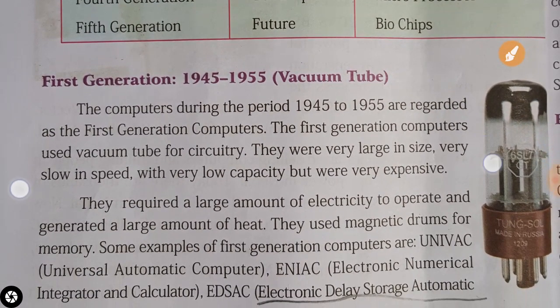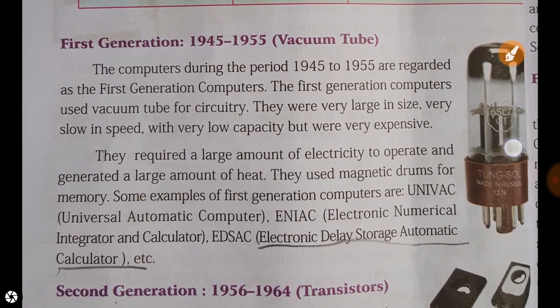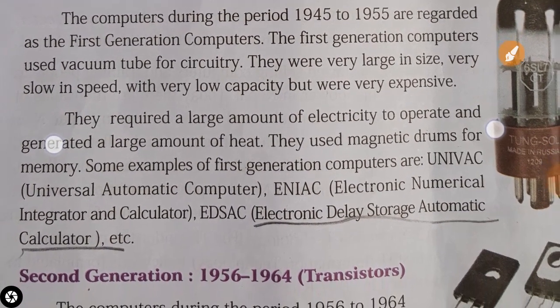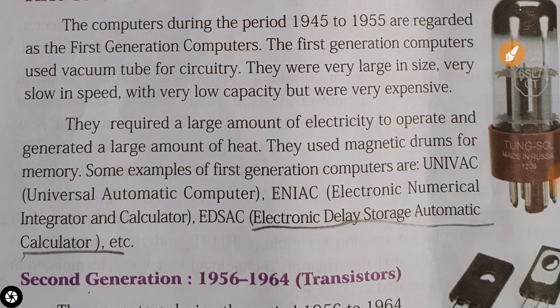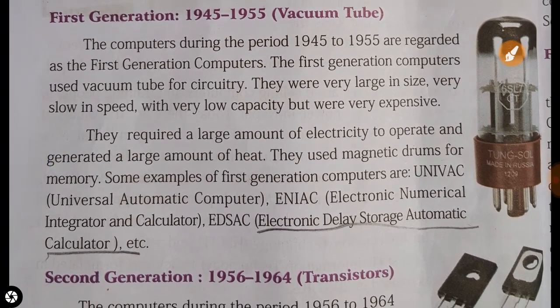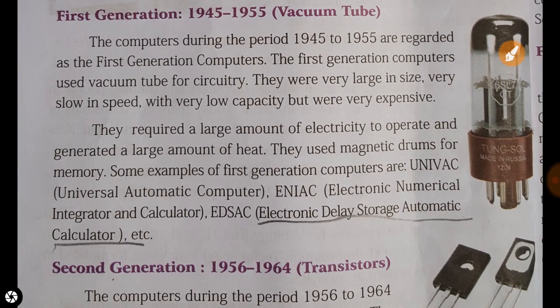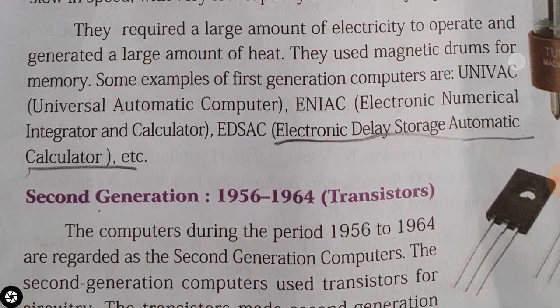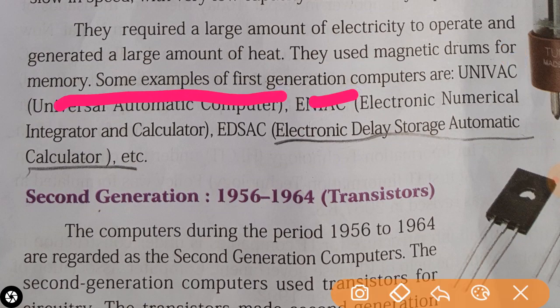Now we talk about first generation computer, and vacuum tubes were used. This is the picture of vacuum tubes. You can read this paragraph yourself. It's very simple. Vacuum tubes were very big in size, so first generation computers were very big and they consumed a lot of energy and produced a lot of heat. They were very slow. They required a large building for installation. These are the examples of UNIVAC, Universal Automatic Computer, ENIAC, and EDSAC. These are the examples of first generation computer.